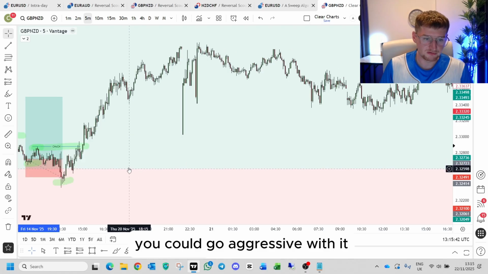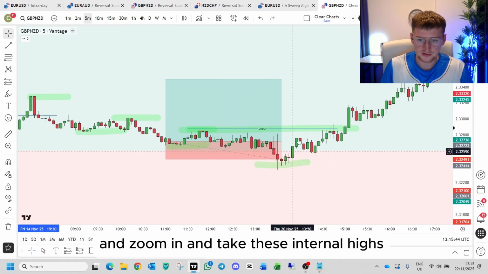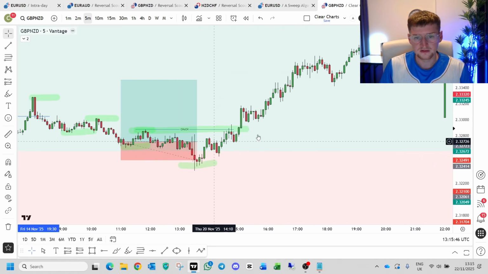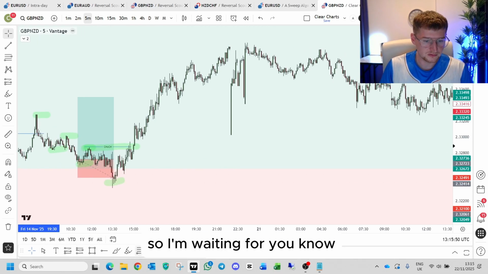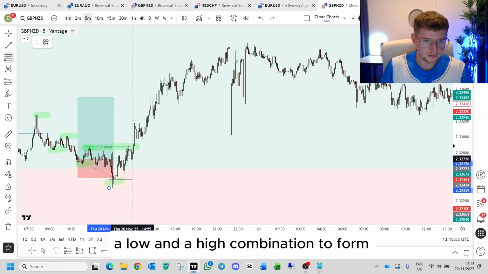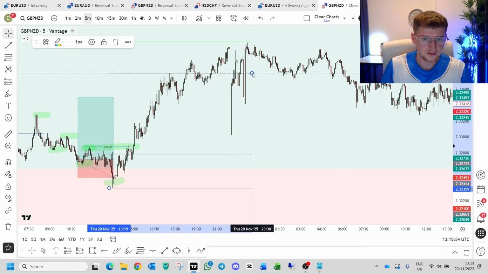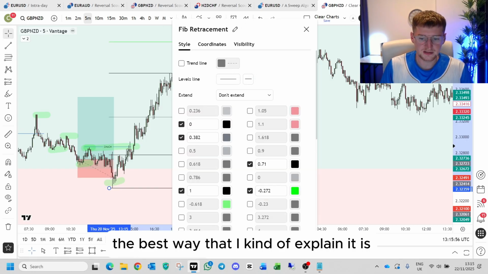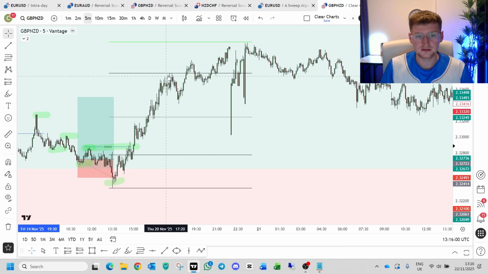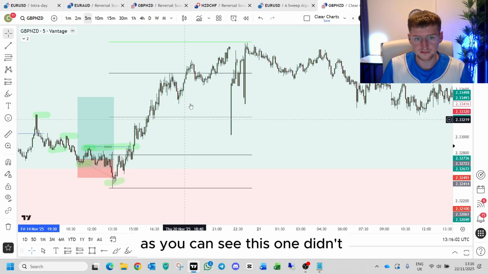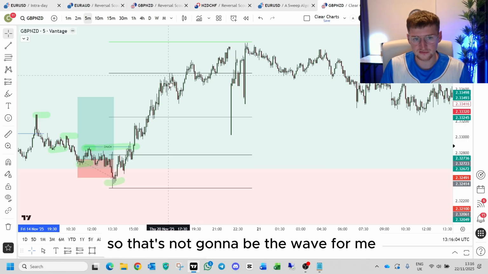Again, you could go aggressive with it and zoom in and take these internal highs. For me, that's just way too much. So I'm waiting for a low and a high combination to form. The best way that I explain it is if it pulls back to the 38.2, it's a valid wave structure. As you can see, this one didn't, so that's not going to be the wave for me.